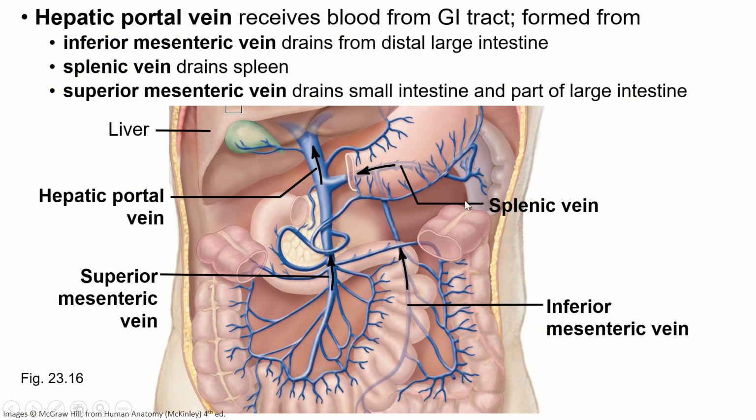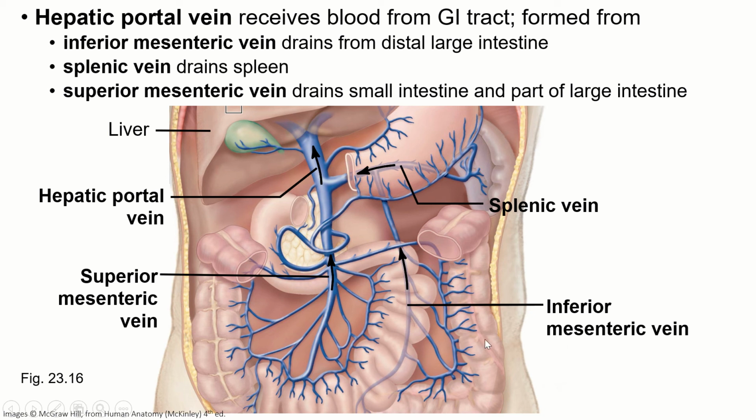All right, now the venous blood is going to take a different pathway. All the other veins that we talked about flow directly back into the vena cava. This one, the blood from the spleen and the digestive organs, is going to take a bypass. And that bypass is the hepatic portal vein.